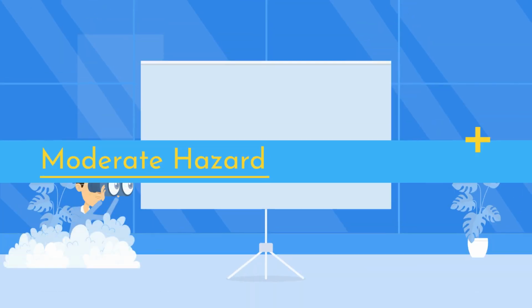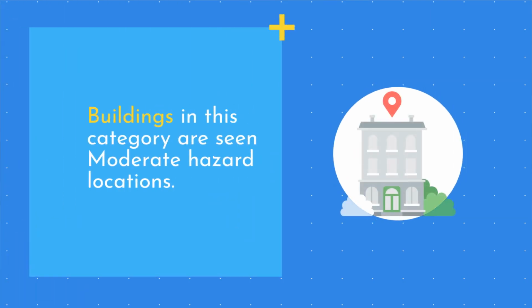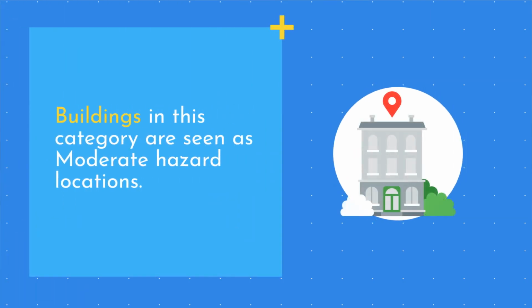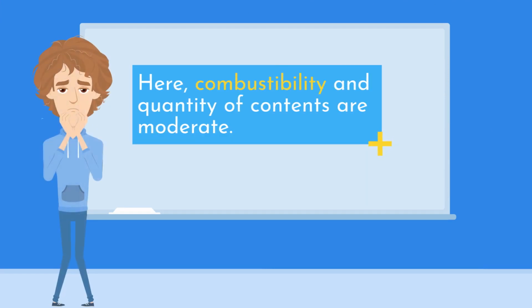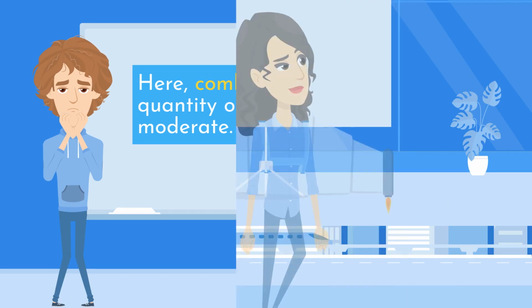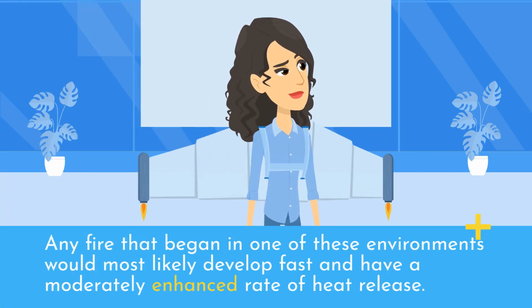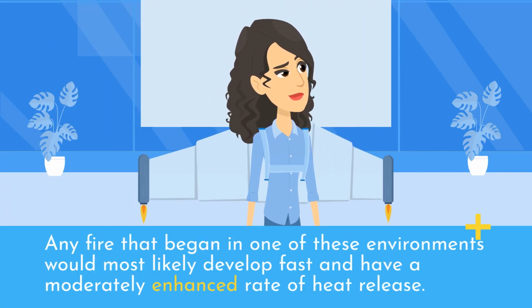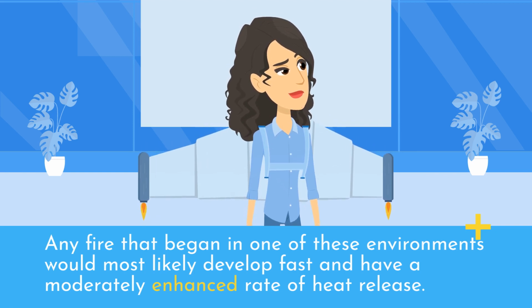Moderate hazard. Buildings in this category are seen as moderate hazard locations. Here, combustibility and quantity of contents are moderate. Any fire that began in one of these environments would most likely develop fast and have a moderately enhanced rate of heat release.